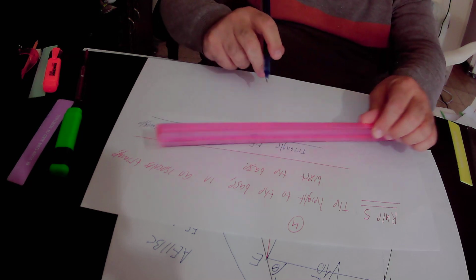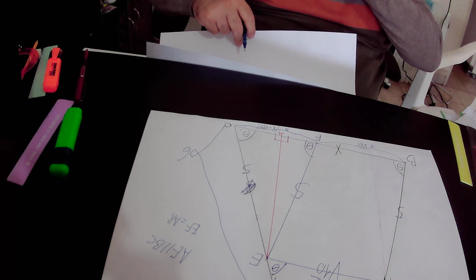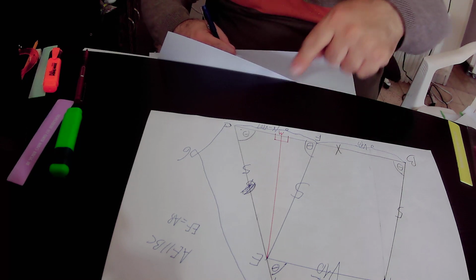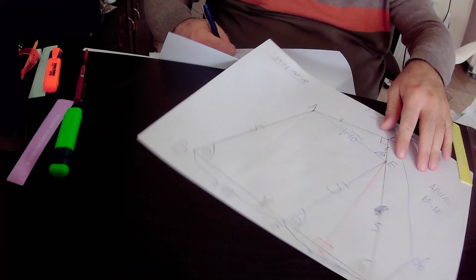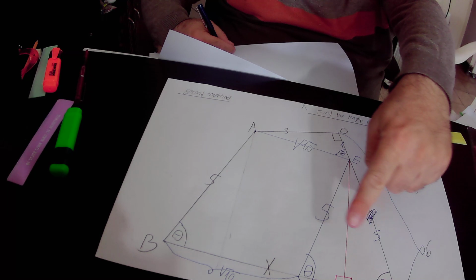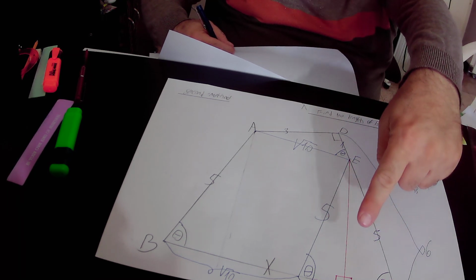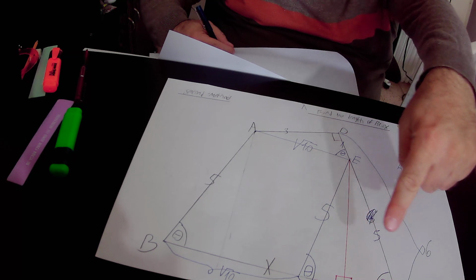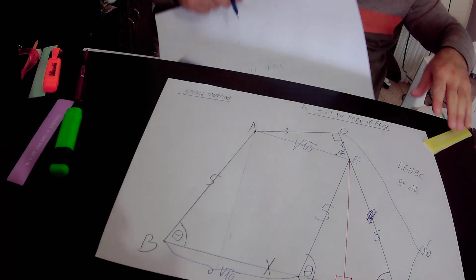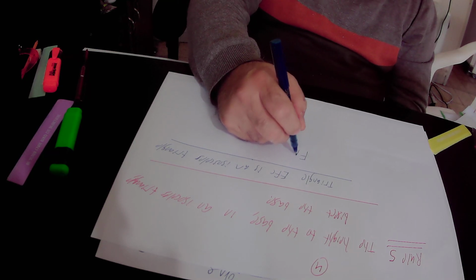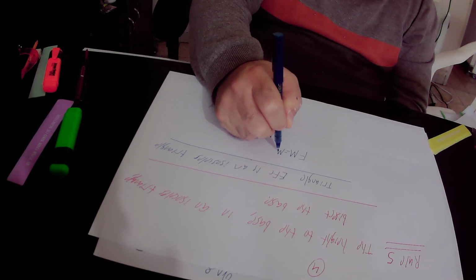In the isosceles triangle EFC, the height EM to the base FC bisects the base FC. That is to say, FM equals MC.